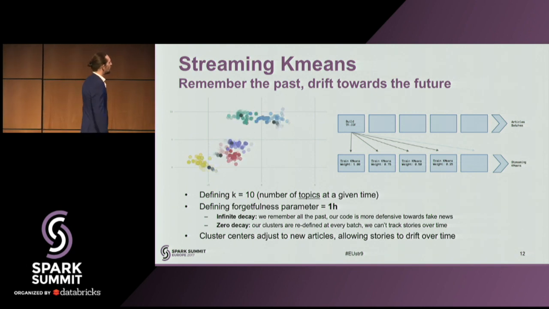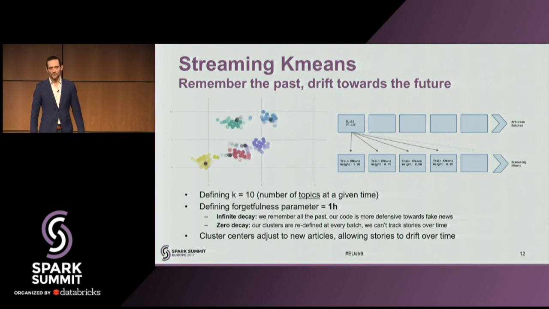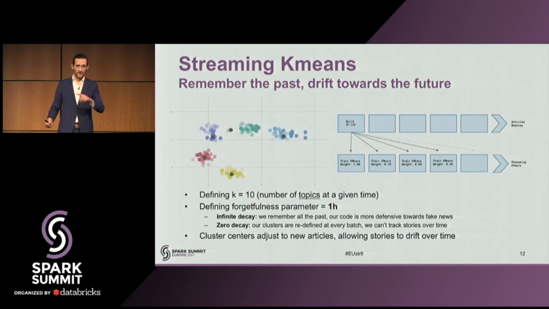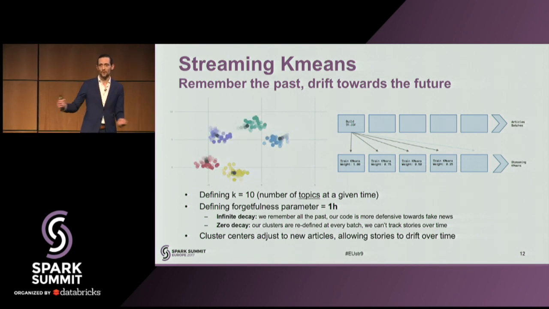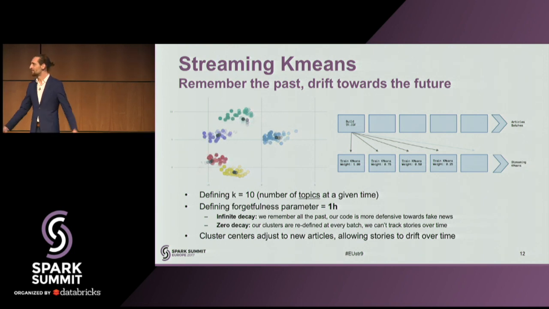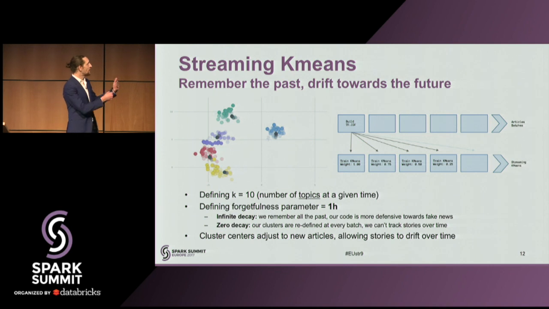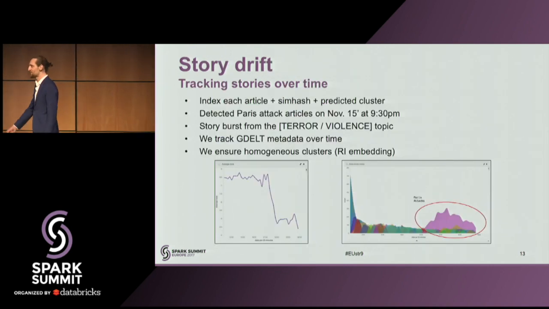So to give you two examples, for instance, with an infinite decay, we remember all the past. So we are less likely to react to any news article. With a zero decay, we're just swimming in a fishbowl. Don't remember anything, just jump from one story to another one, and you don't have any consistency across time. And we then let the cluster drift over time. So I'll leave that back to Andrew.